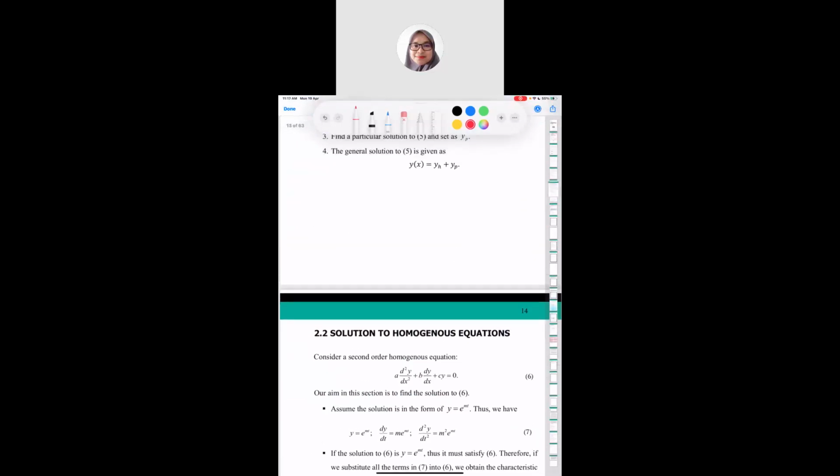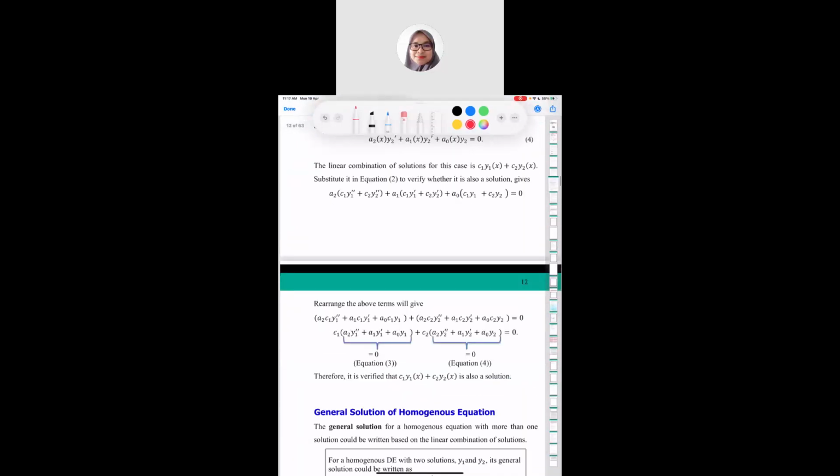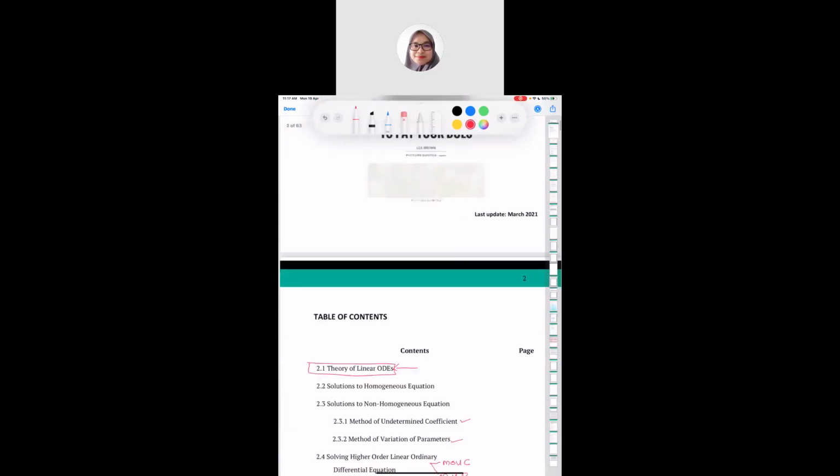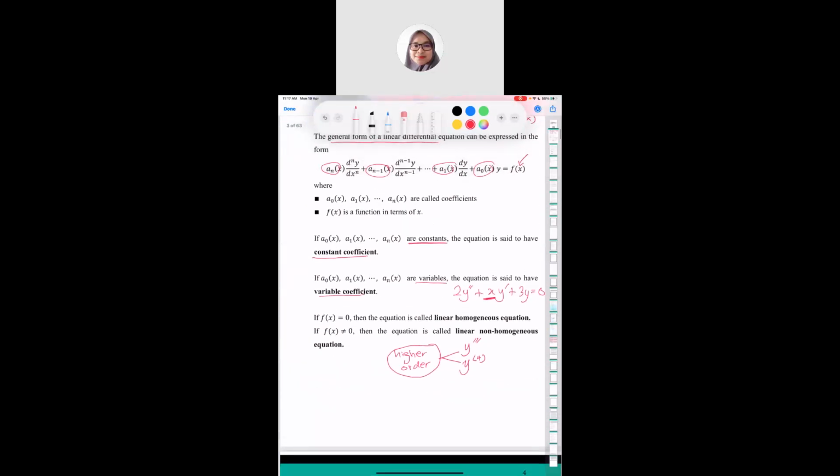Okay, kejap. Oh, ada pengenalan sikit kat sini.